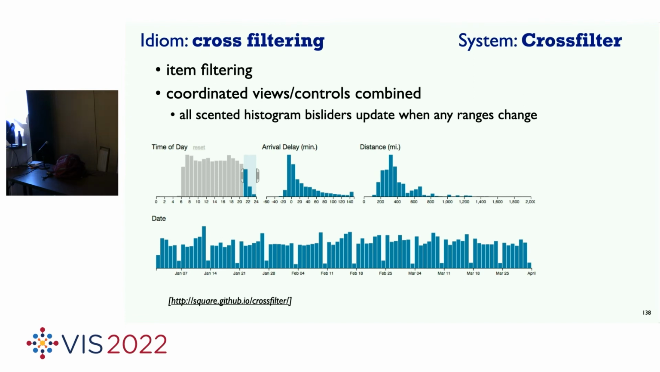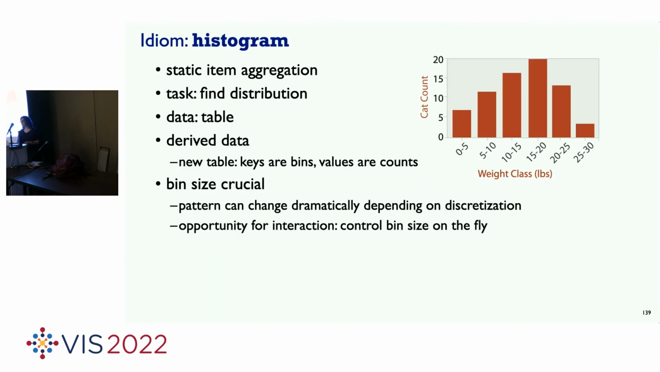So here's an example where we've got multiple attributes, and filtering on one, we can see what happens with the others. And we'll talk in a moment about scented histograms, but basically it's a way to control the range in one and see what happens with the others. So before we talk about scented histograms, let's just remind ourselves of what a histogram is from an analysis point of view. That's a way to aggregate items that's purely static.